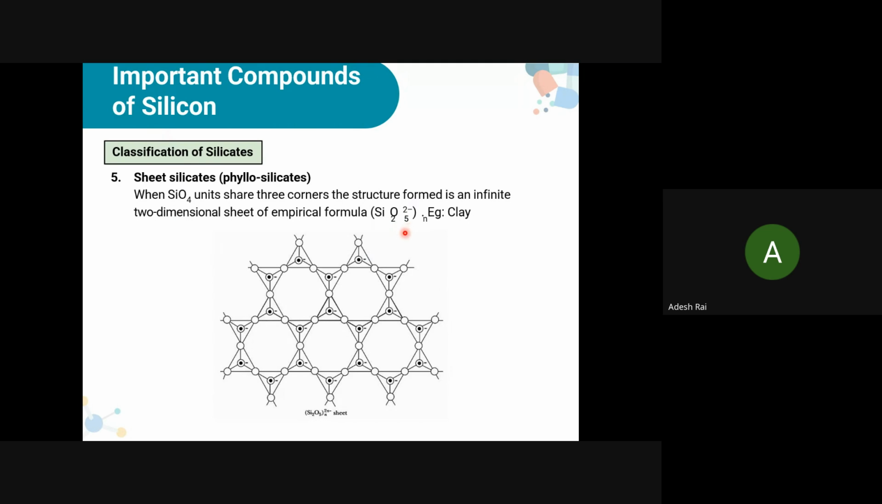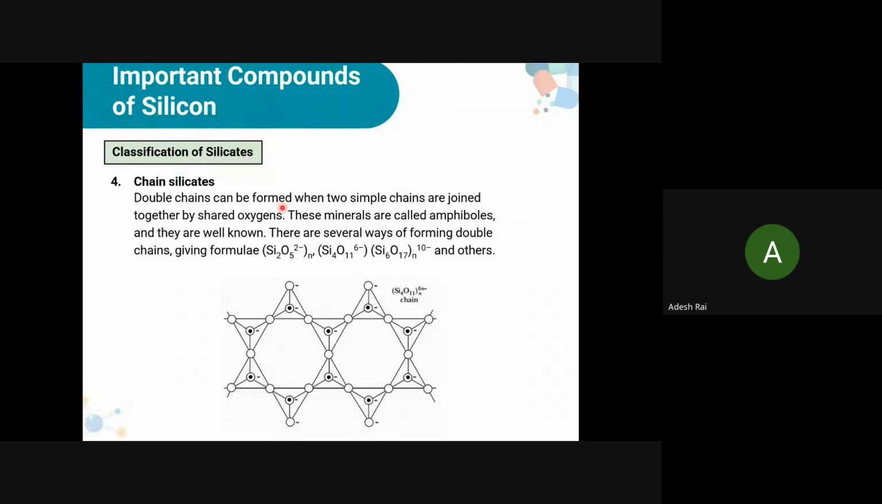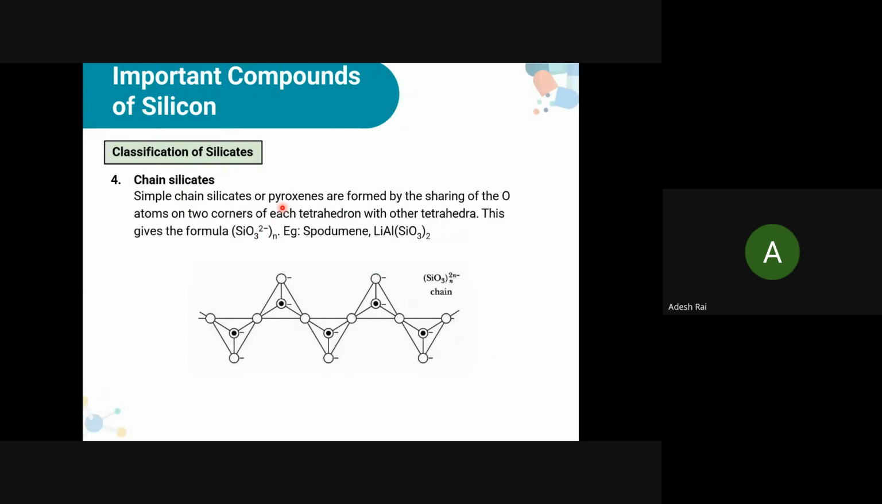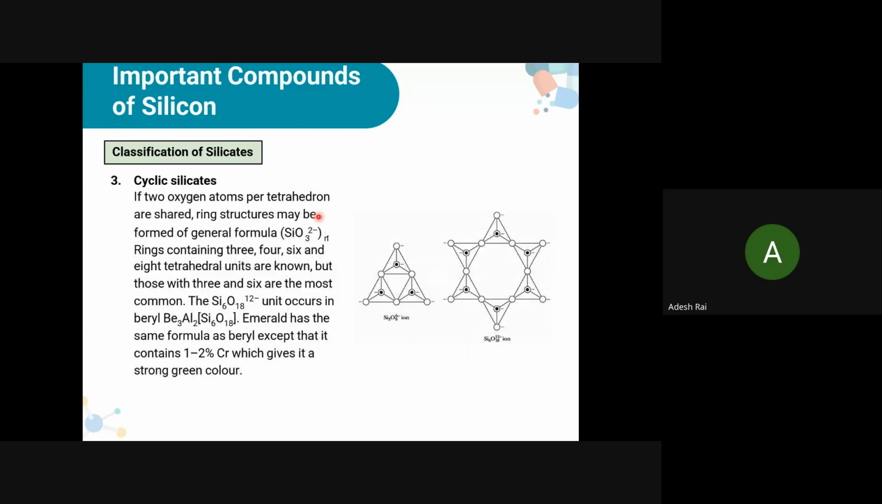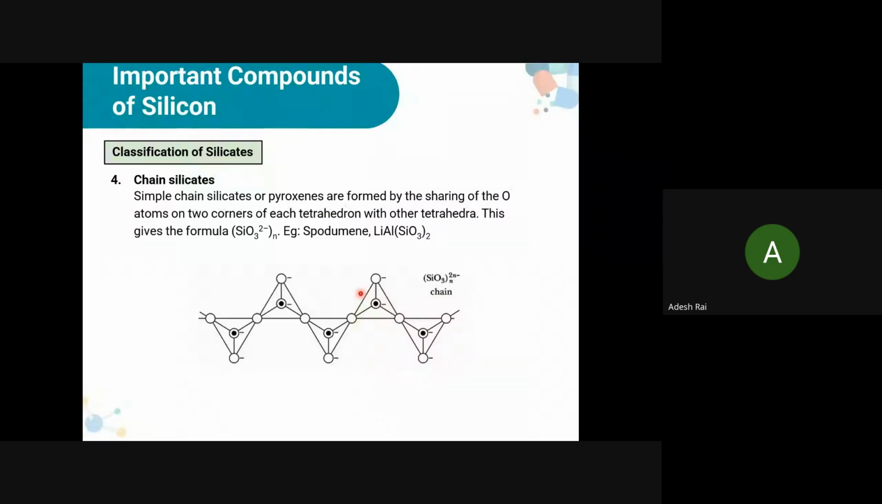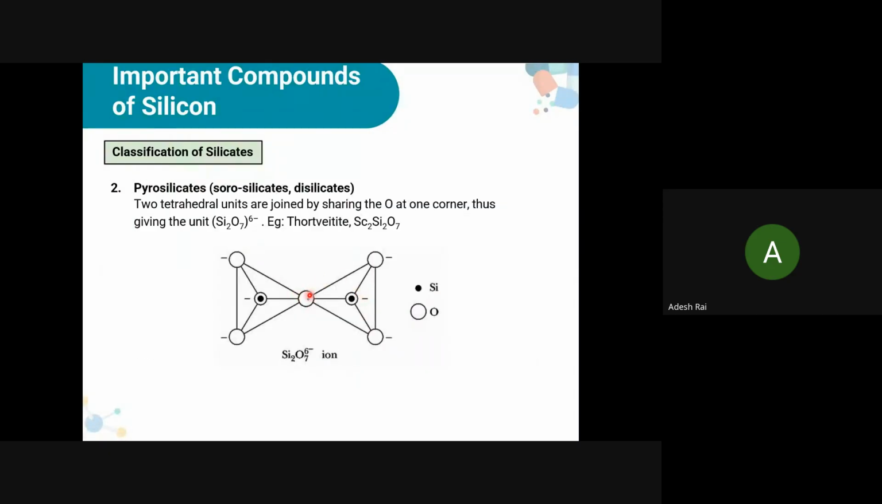Si2O5 2-. So the sheet silicate, which is also called pyrosilicate, will have how many corners shared? Three corners shared. Till now, was there any three-corner sharing? There was none, right? In chain silicates, two corners were shared. Cyclic silicate also had two corners shared, but it was cyclic in nature. Before that, in pyrosilicates, one corner was shared, and in orthosilicate, there was zero sharing, right?